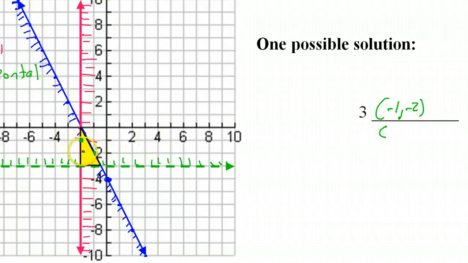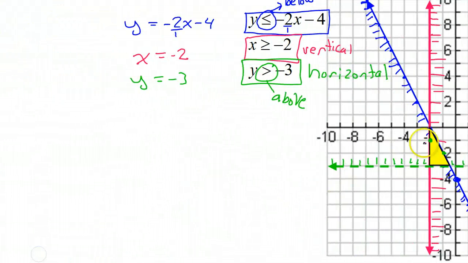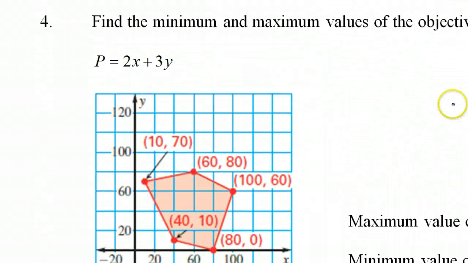Anything in this triangle or on a solid line. I wouldn't say negative 1, negative 3, because that would be on a broken line, and a broken line is not part of the solution. But say negative 2 comma negative 1, that would be good as well. And there are others, but you get the idea. So that is how you do number 3. Let's go on to number 4.